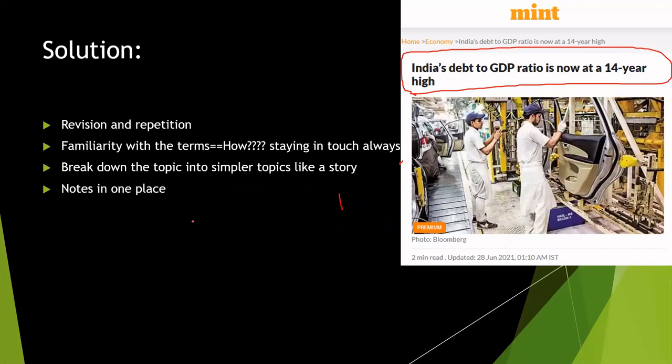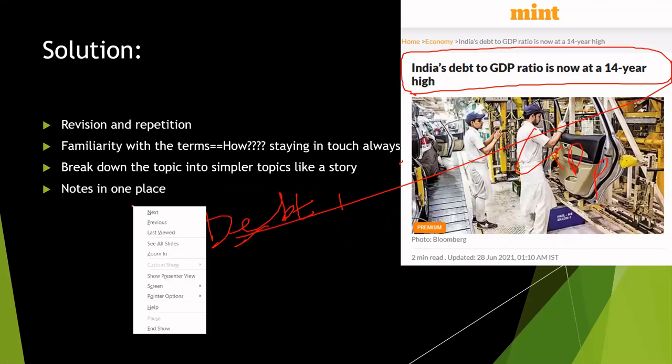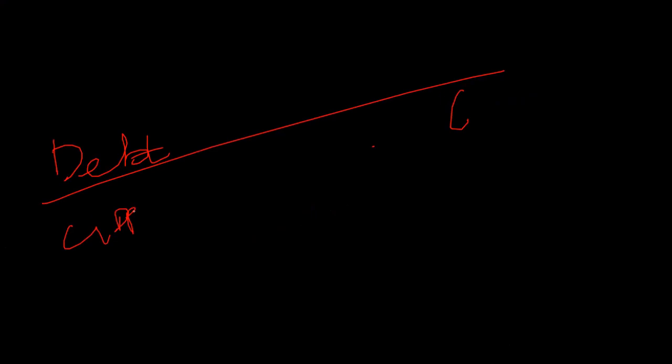So simply put, you must have read ratio and proportion in your school classes. So it's nothing but, simply put, the debt to your GDP. Debt to GDP, right? So I asked you to break it down and understand it in the form of a story.